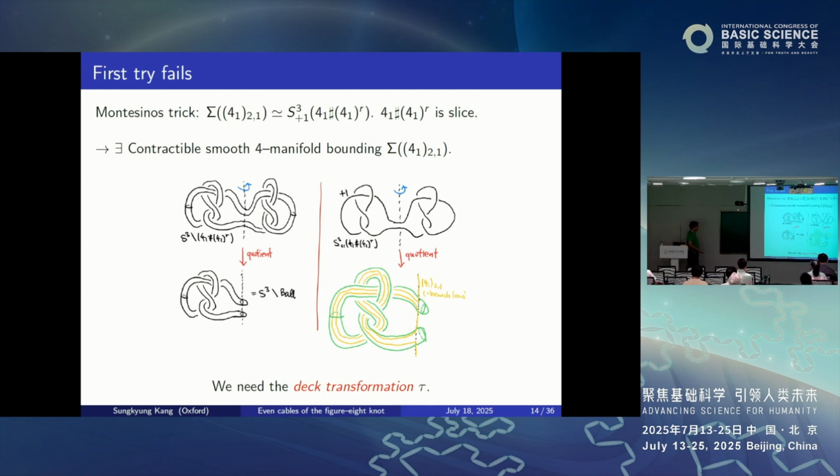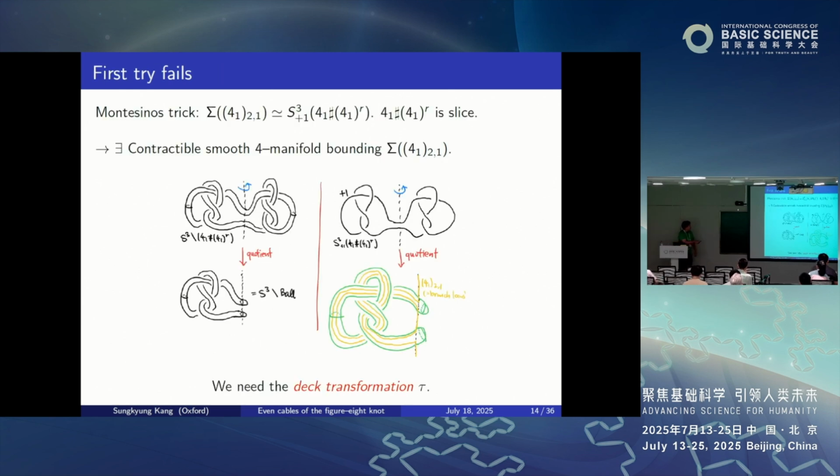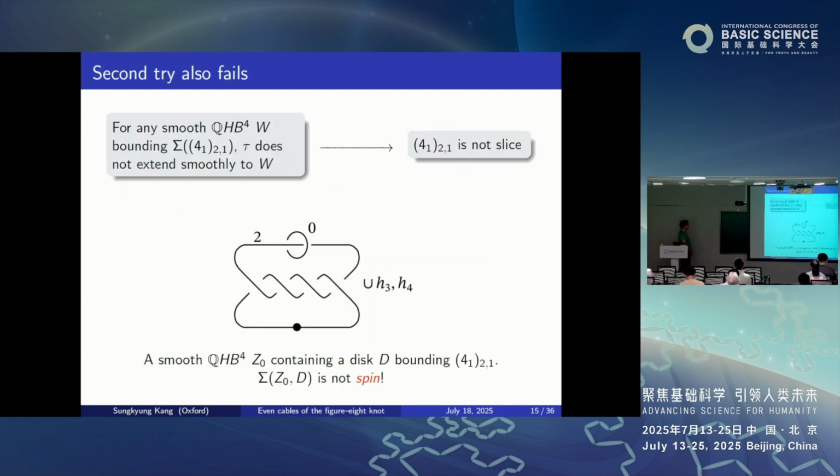So the first thing that we learned here is that probably we also have to keep track of the deck transformation. The idea is that in our construction here, the branch double cover also comes with a deck transformation, which is a smooth, orientation-preserving involution. And this Σ(D), the branch double cover of B^4 along the disk, also has a deck transformation, and it restricts to the deck transformation on the boundary. So we can take that as our second try.